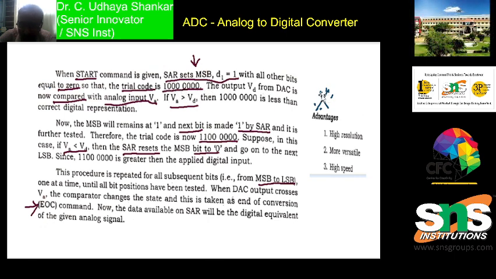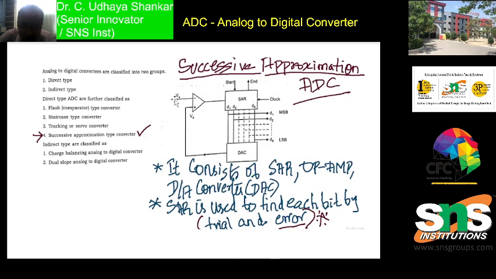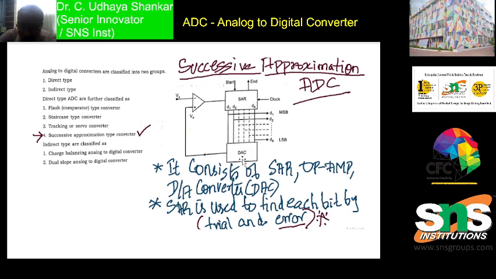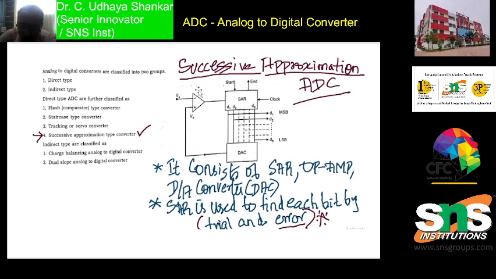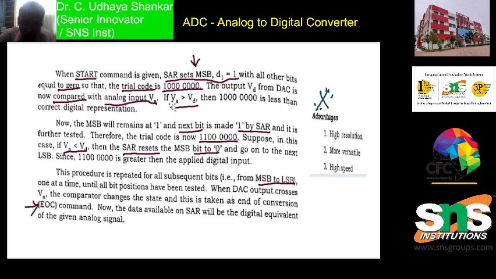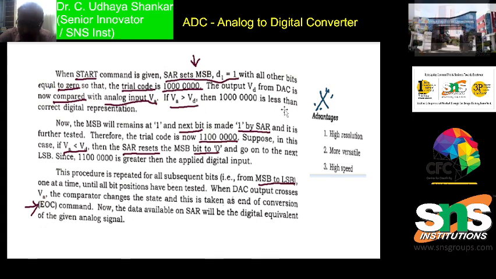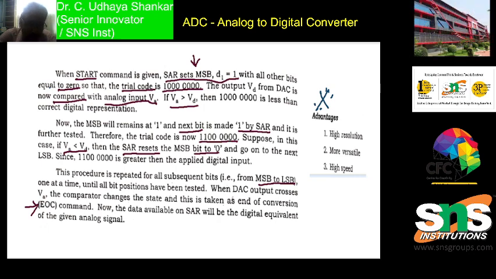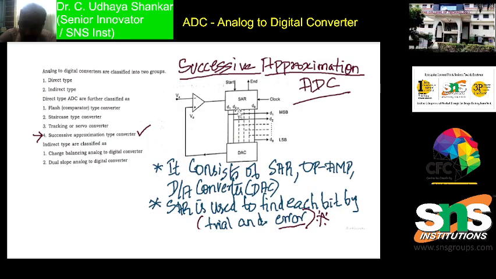The output VD from the DAC is now compared to the analog VA. The analog input is given to the op-amp, and the shift register's digital output is converted to analog form, given to the op-amp, and both are compared. If VA is greater than VD, then 100040 is less than the correct digital representation. So the MSB remains at 1, and the next bit is made 1 by the SAR.